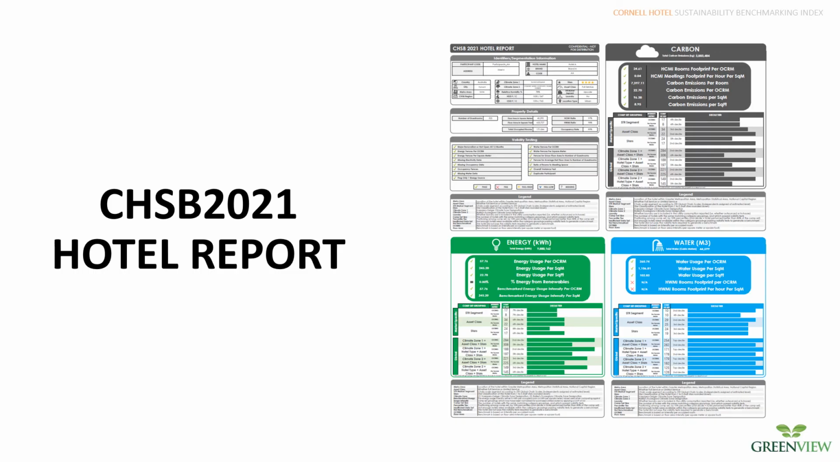We will now turn to the individual hotel benchmarking report that every single participant receives, which confidentially benchmarks the performance of your hotel or portfolio of hotels among peers within your market and segments. You are currently looking at CHSB 2021, which is data for 2019. The report is structured in 6 separate sections.